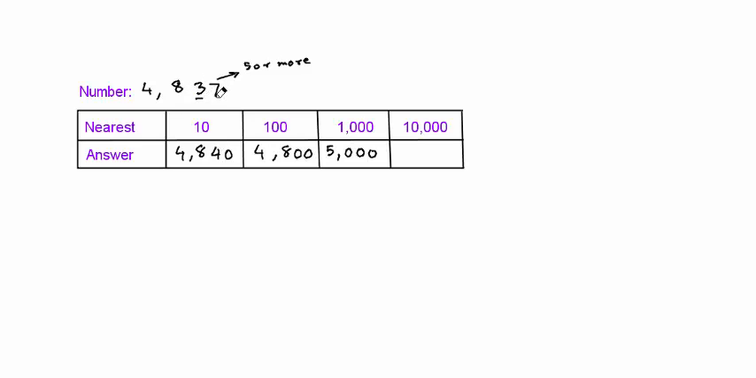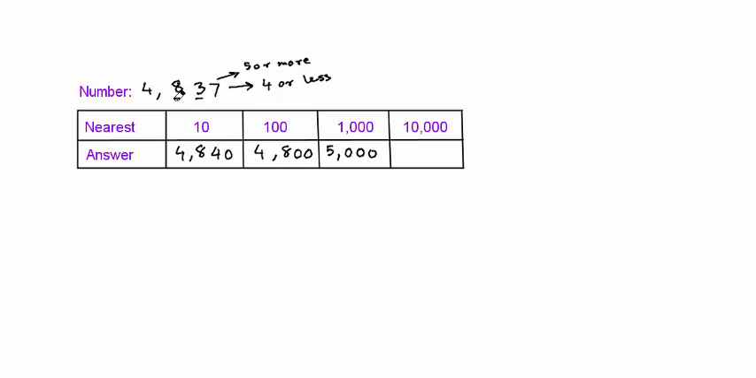Everything after the digit you are rounding changes to 0. So we have a 0 here. And if the digit immediately after is 4 or less, the digit doesn't change. Let's see if we could apply the same rule to round it to the nearest 100.